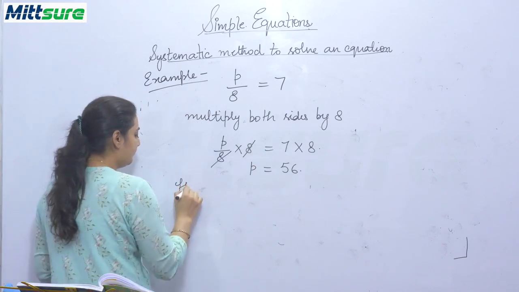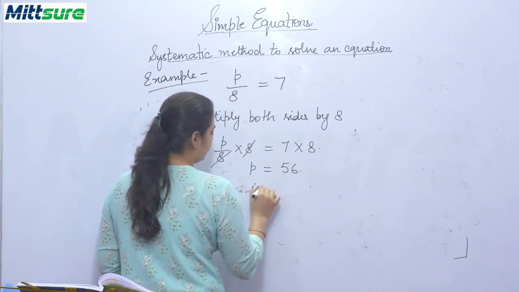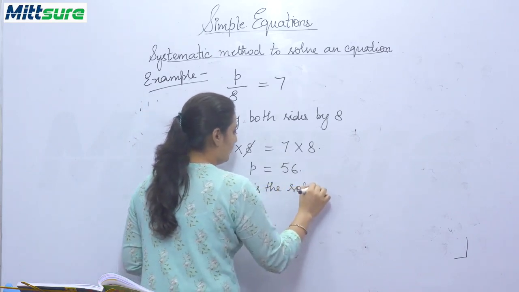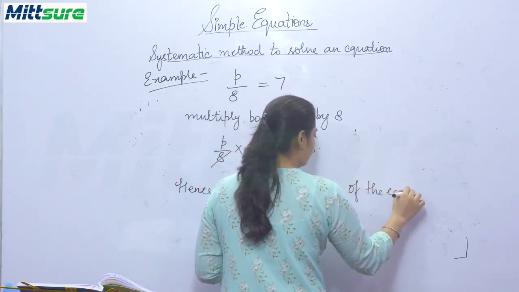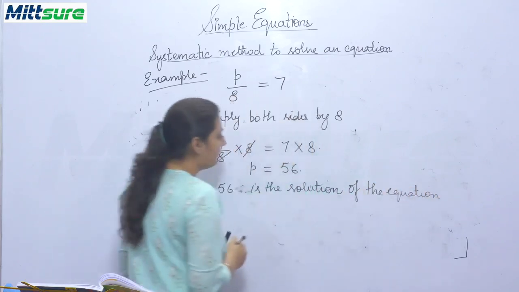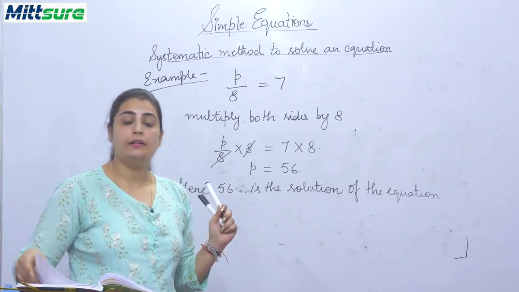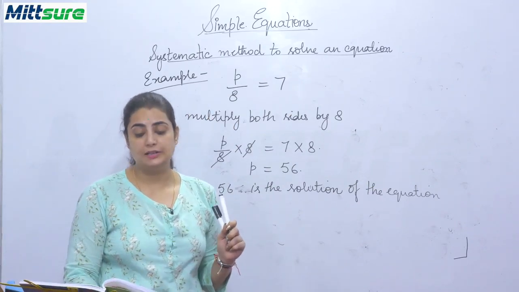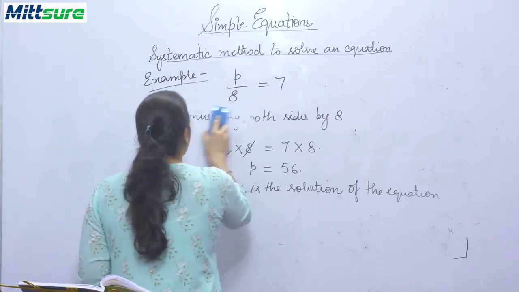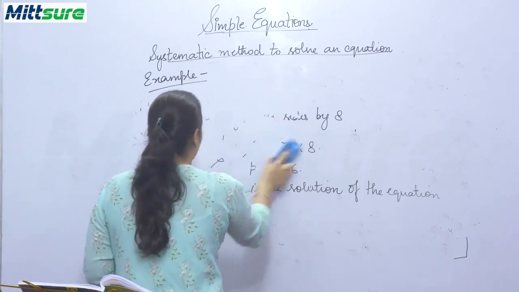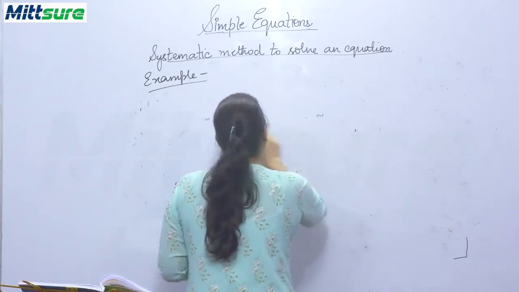Hence 56 is the solution of the equation. Okay, this is the solution for the equation. This is how again we have multiplied the same number to both the sides of the equation. Now let us take one problem question, and after forming the equation we will solve it by the systematic method only.